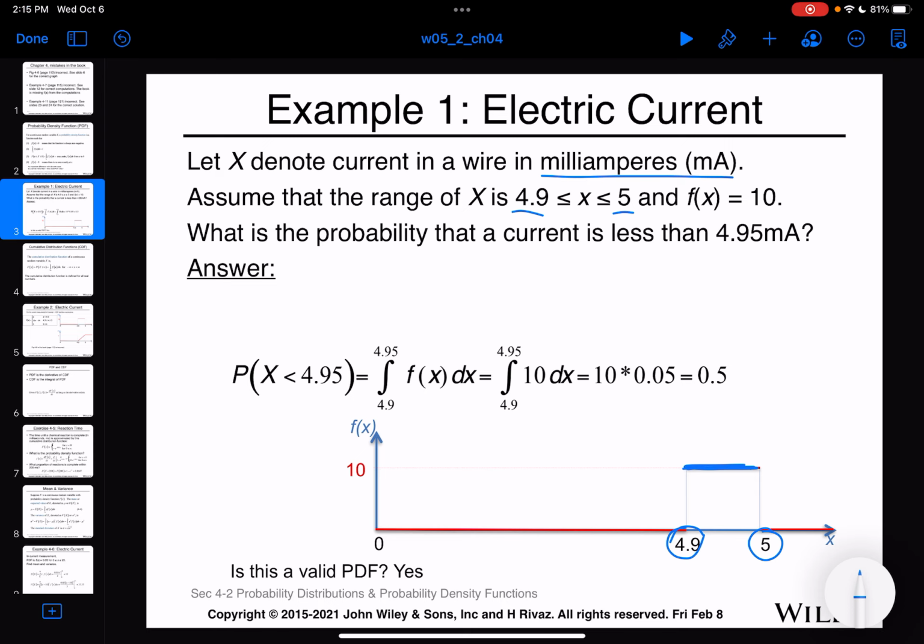What's the probability that the current is less than 4.95? So 4.95 is here. The probability is going to be the integral from 4.9 to 4.95, and it's a constant function. The integral is x, and the probability is 0.5. When we look at the curve, it does make sense because 4.95 is right in the middle, so this area is half, right? So do you see anything about this PDF that is a little bit strange?